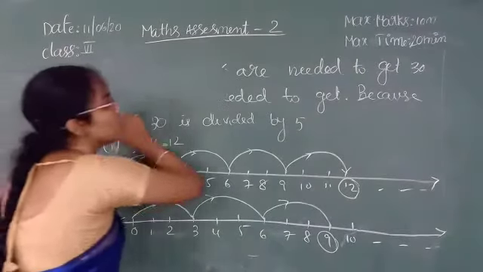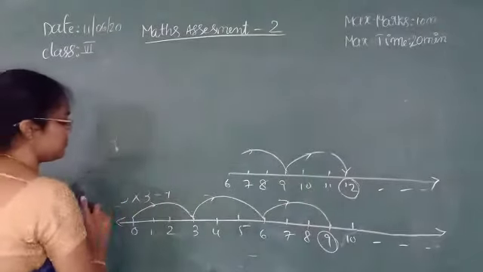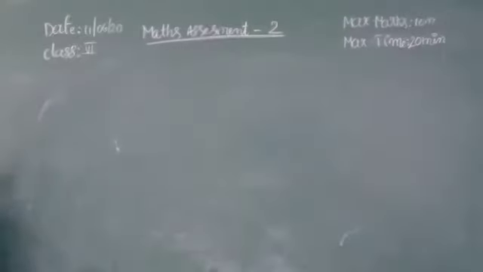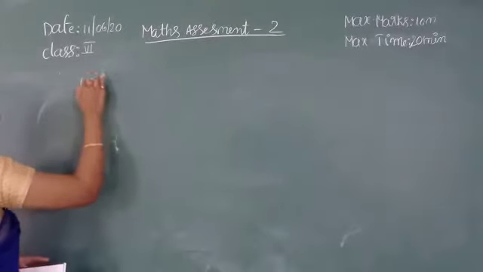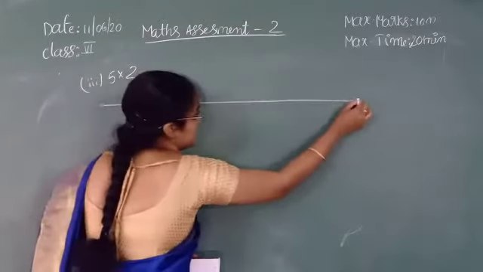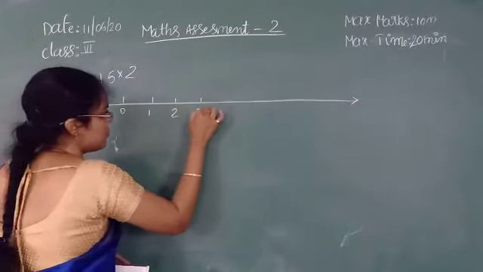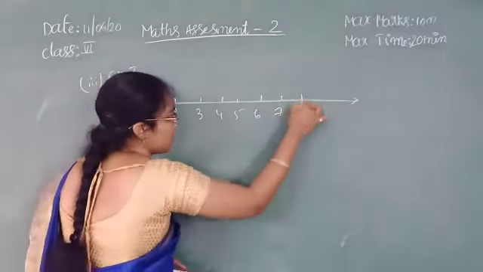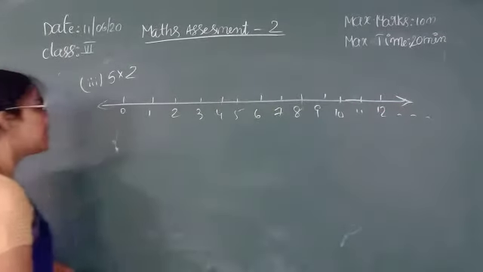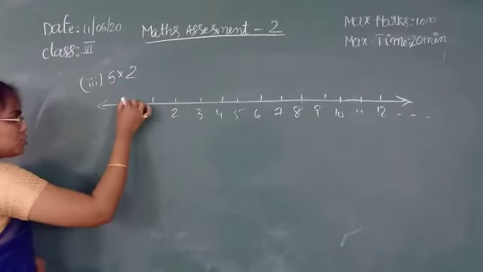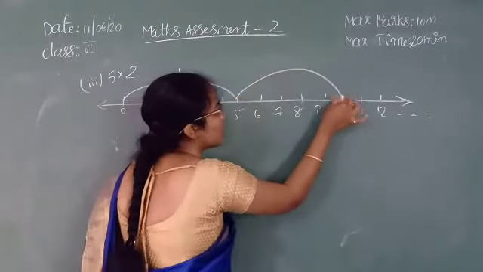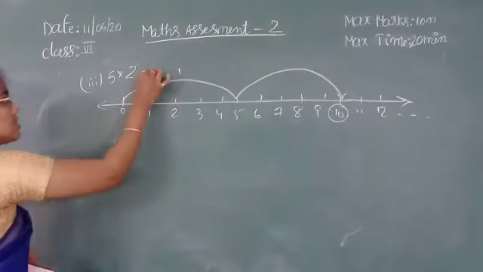And 2 more questions are there. The third one is 5 into 2. We take a number line: 0, 1, 2, 3, 4, 5, 6, 7, 8, 9, 10, and if you want, extend to 11, 12 and so on. 5 we have to take 2 times. From 0 we take 5 units, then again 5 units, the second time. So the answer is 10. 5 twos are 10.